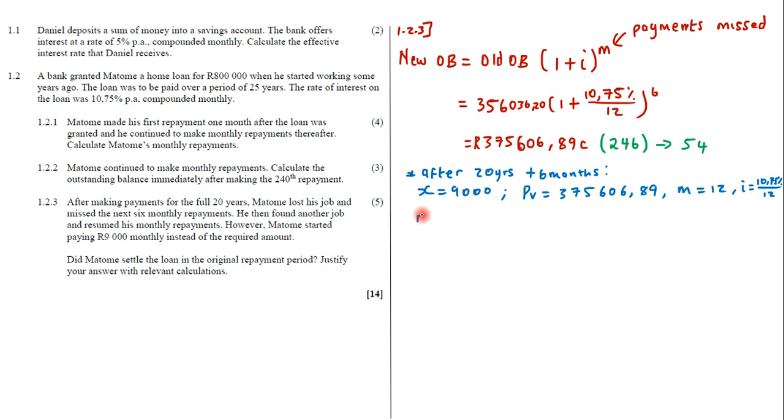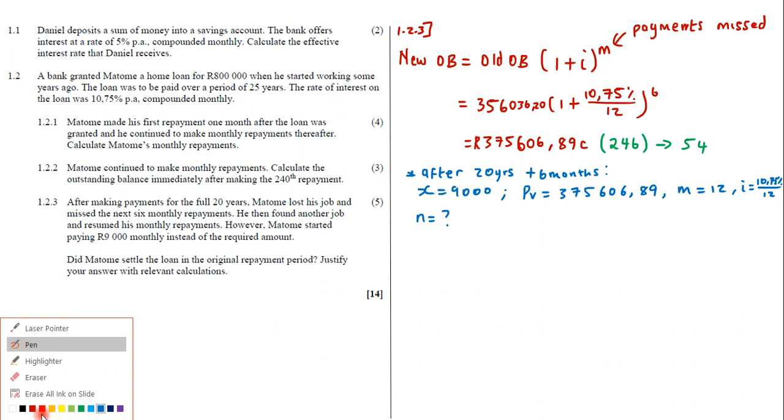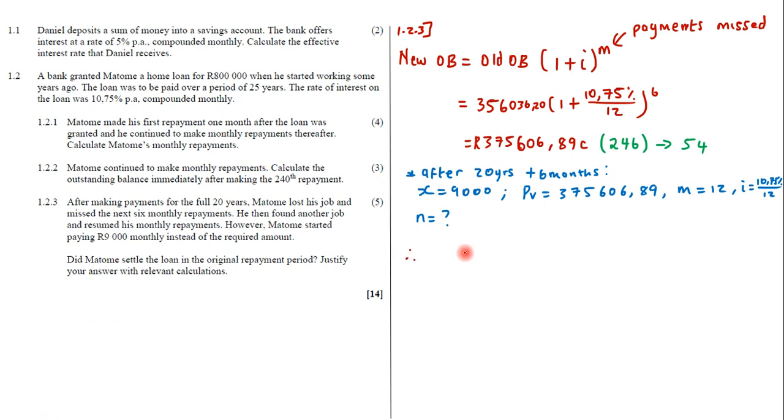Then I want to know how many payments I'm going to make now that I've made this decision. To get that, we're going to use the present value formula. So it's going to be x into 1 minus 1 plus i to the minus n, over i. Here again, what do I want? I want to find n, so I want to isolate n.